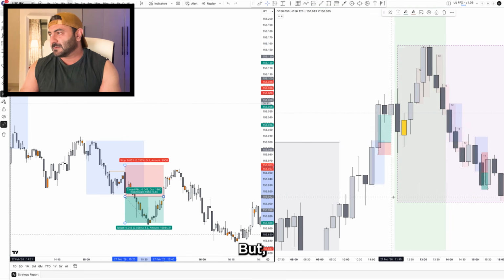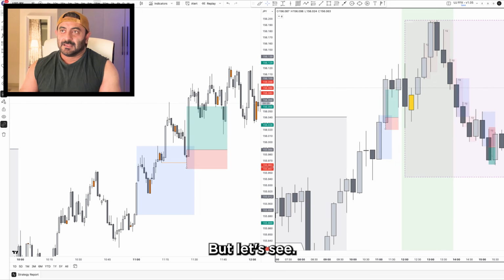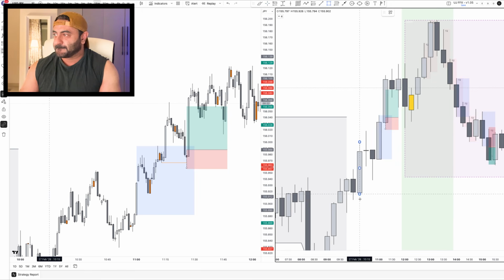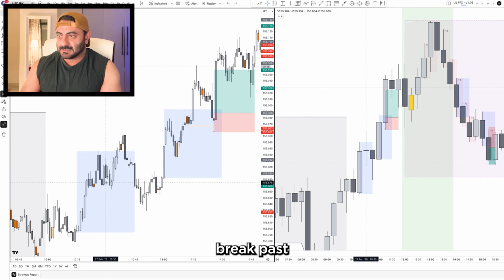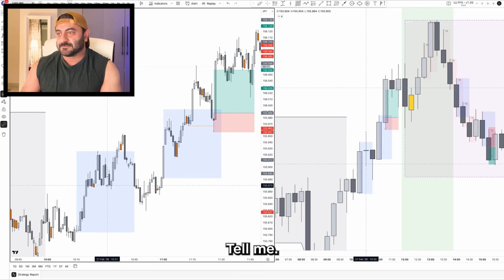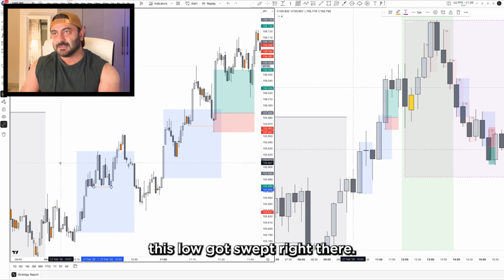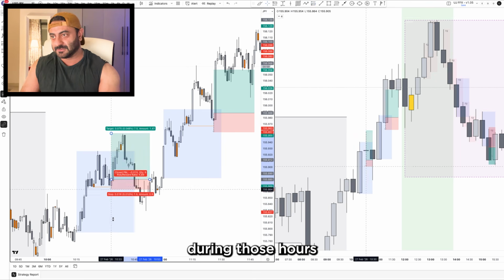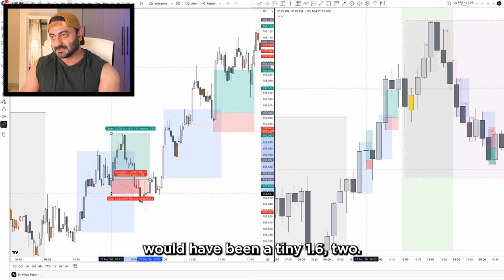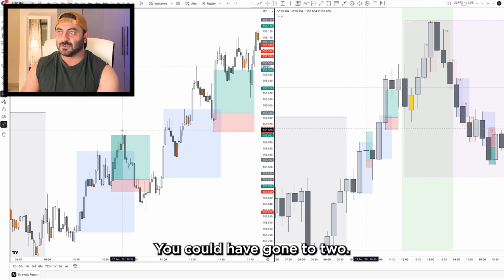But where else? This is a nice candle, but this is way before London opens. But let's see. Right there. Is there any structural break after this vertical line here on the right? Tell me. For me, this low got swept right there. I would have taken a long right there. If I was trading pre-London during those hours, it would have been a tiny 1.62. And that's your return, 3.6. You could have gone to 2.